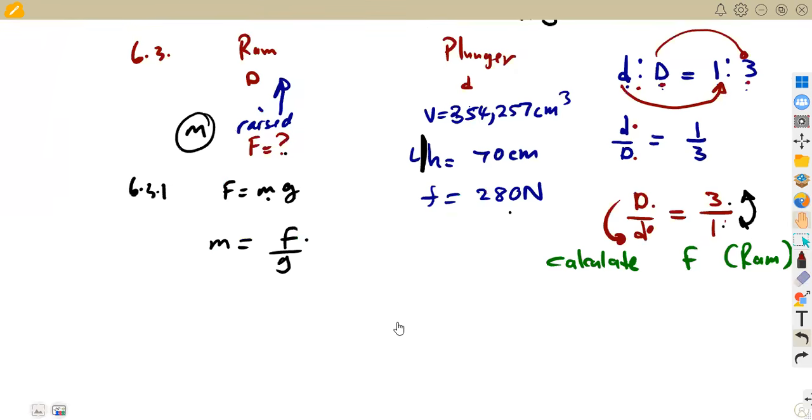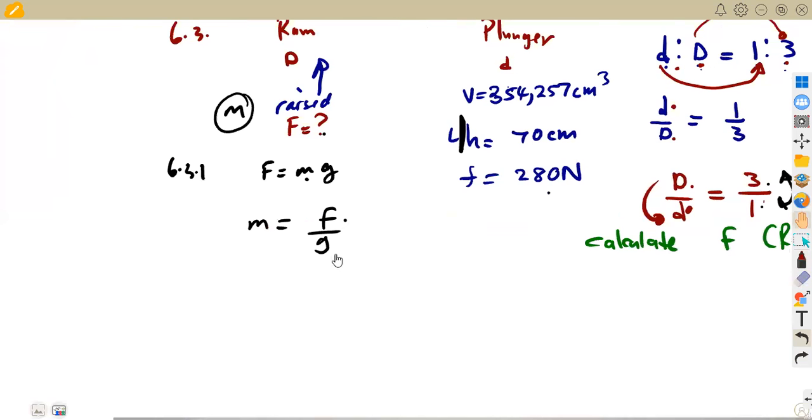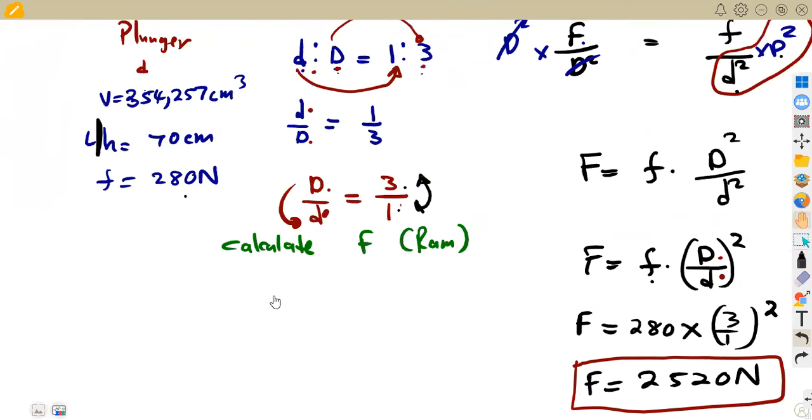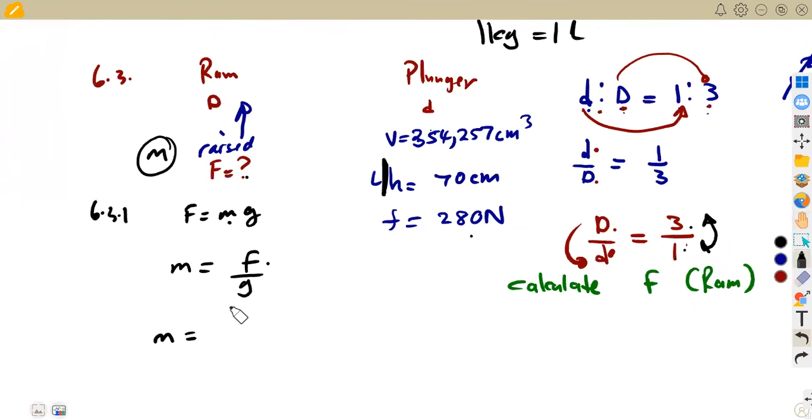And we said before, the mass is going to be the force on the ram over the gravitational acceleration. So we're going to have the mass as the force on the ram. Remember, we got 2,520, so it's going to be 2,520 over the gravitational acceleration of 9.8. This is going to give us the mass, which is 257.143 in kilograms. But remember, we are asked to give our answer in liters.